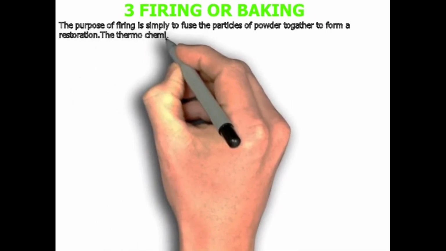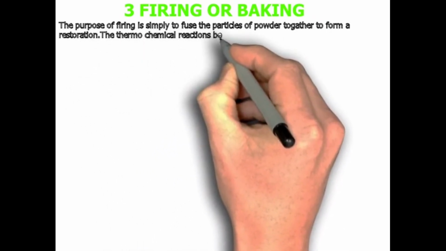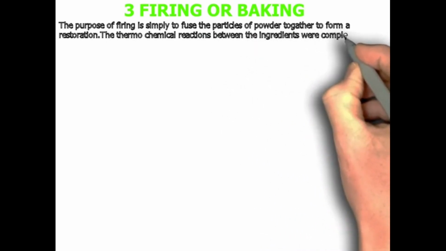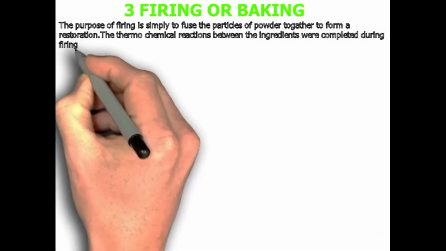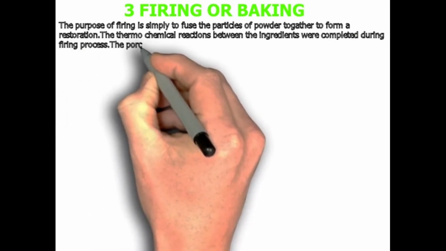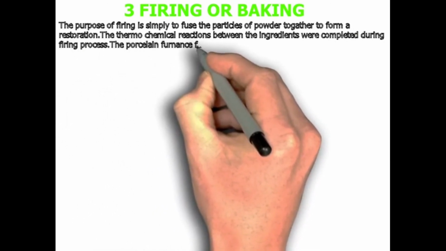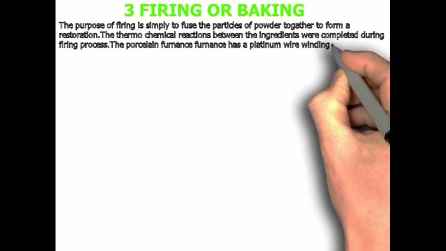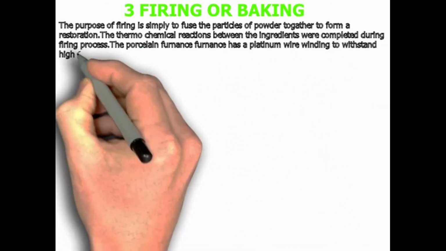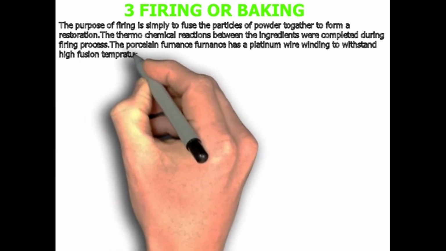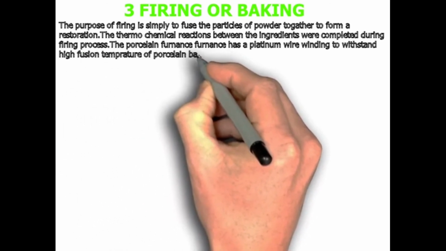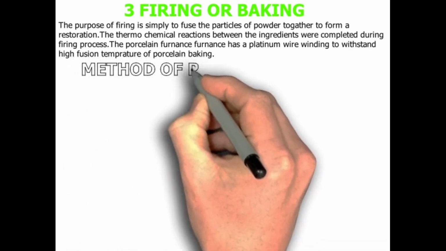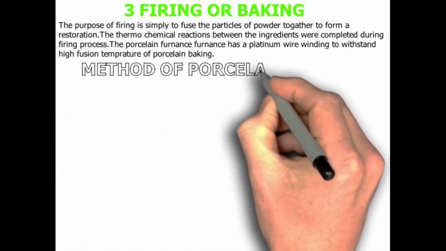Point number 3, firing or baking. The purpose of firing is simply to fuse the particles of powder together to form a restoration. The thermochemical reaction between the ingredients is completed during the firing process. The porcelain furnace has a platinum wire winding to withstand the high fusion temperature of porcelain baking. Method of porcelain baking.